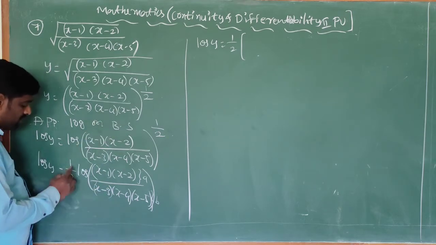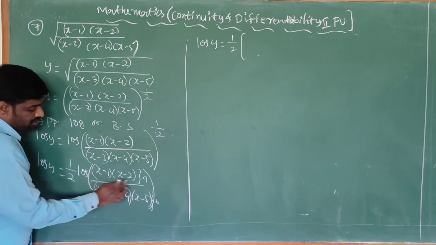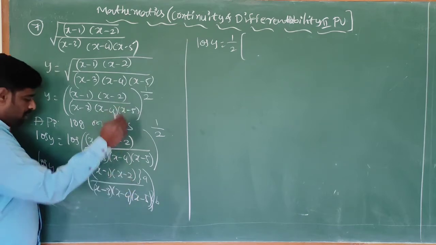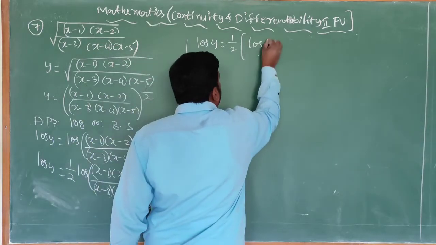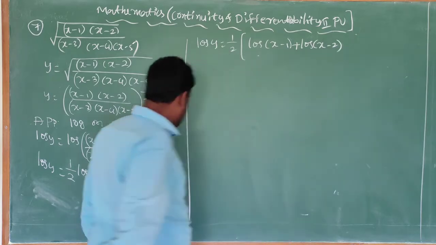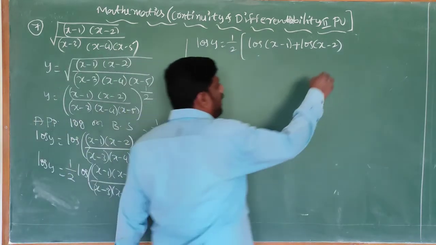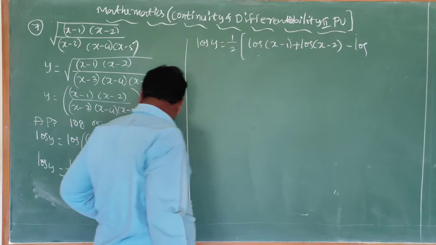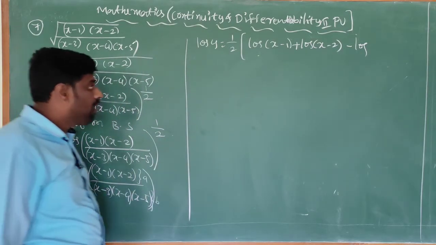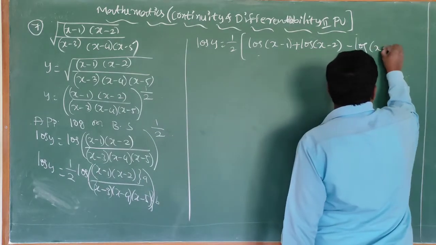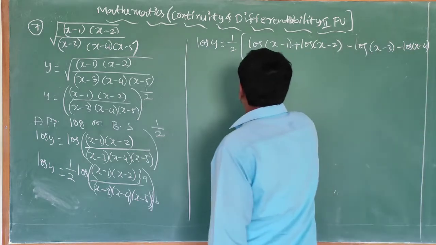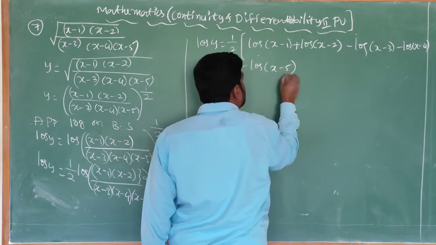So that is 1 by 2 log of this function divided by this function. This function should be in the form of a product, so that's why log of x minus 1 plus log of x minus 2. This division is there, so that is minus. Minus into plus means minus only. Log of x minus 3 minus log of x minus 4 minus log of x minus 5.